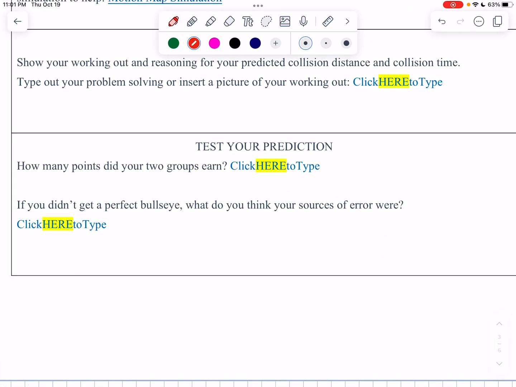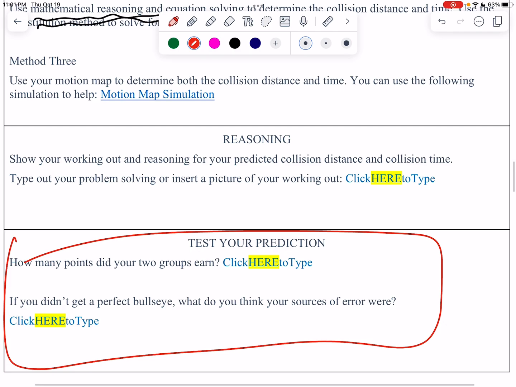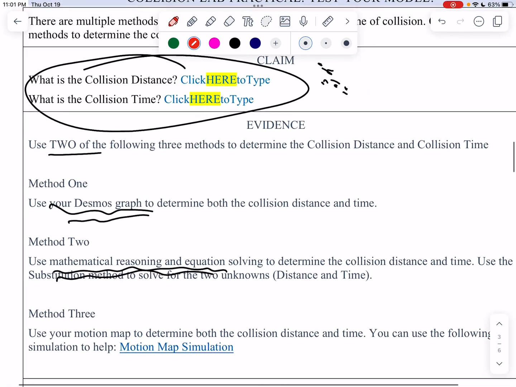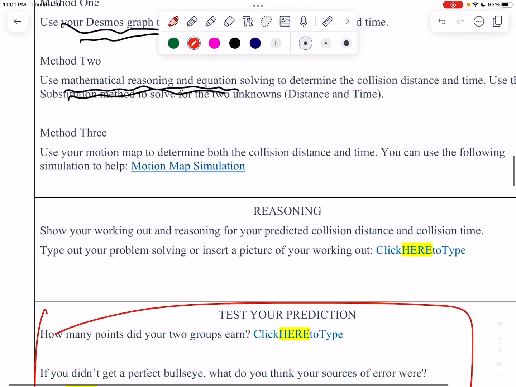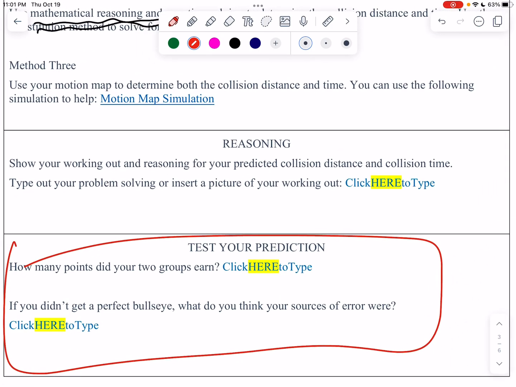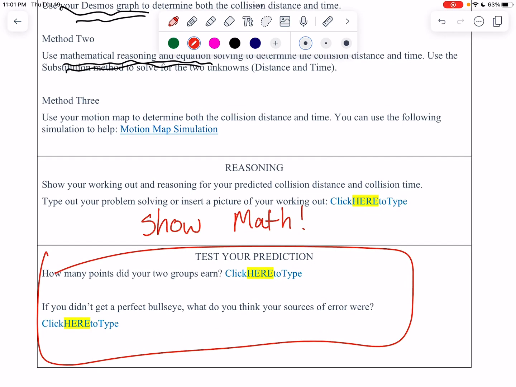And then you can finish up with the test your prediction part. Make sure that you've filled out this whole last page here. Again, for the evidence, there's nothing you really need to add here. This is just the doing part. You'll just take a picture of your working out. Mostly just the math part. Show math. Then print it out and put it in your binder, and I'll take a look.